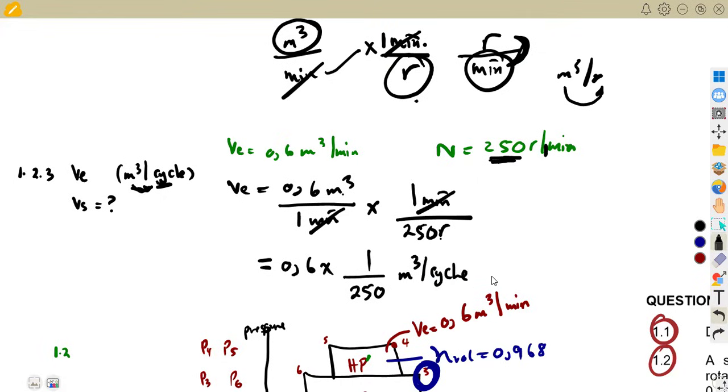Meaning we are talking about cubic meters per cycle. So if we simplify this, 0.6 times 1 over 250, we are going to obtain something like 2.4 times 10 to the exponent of -3. That's cubic meters per what? Per cycle, per revolution. Guys, per cycle does not affect the unit. It simply means our volume is in cubic meters there. Per cycle, we do not have units there. There is no unit there.